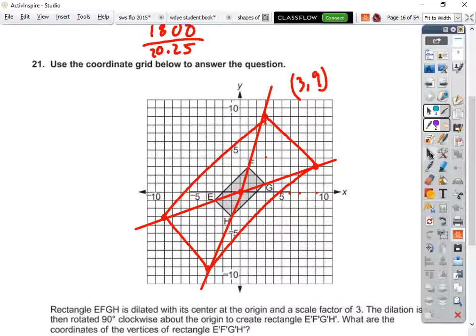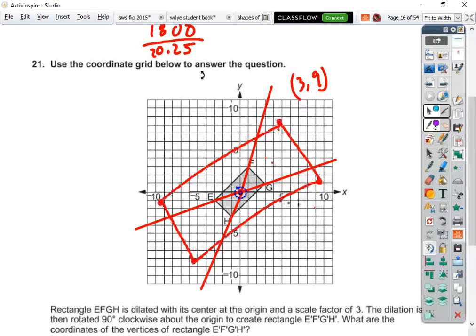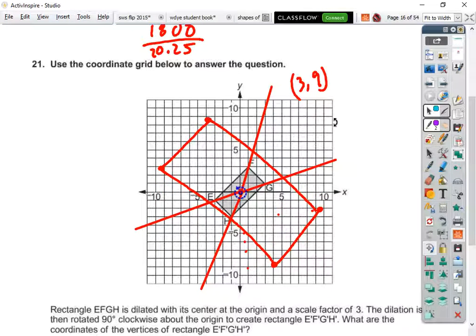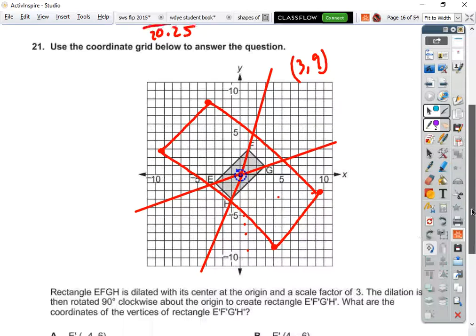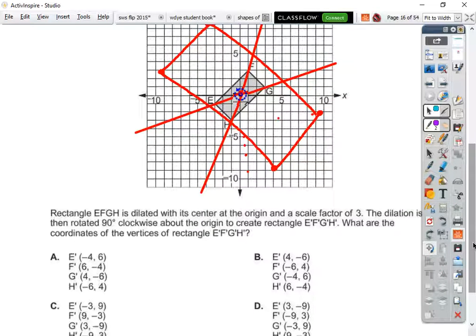All right. And now let's rotate this. And we're rotating it 90 degrees clockwise. It's going to be somewhere around here. All right. Negative 4 comma 6. Negative 4, 6. That's going to be over there. Well, that is plausible.